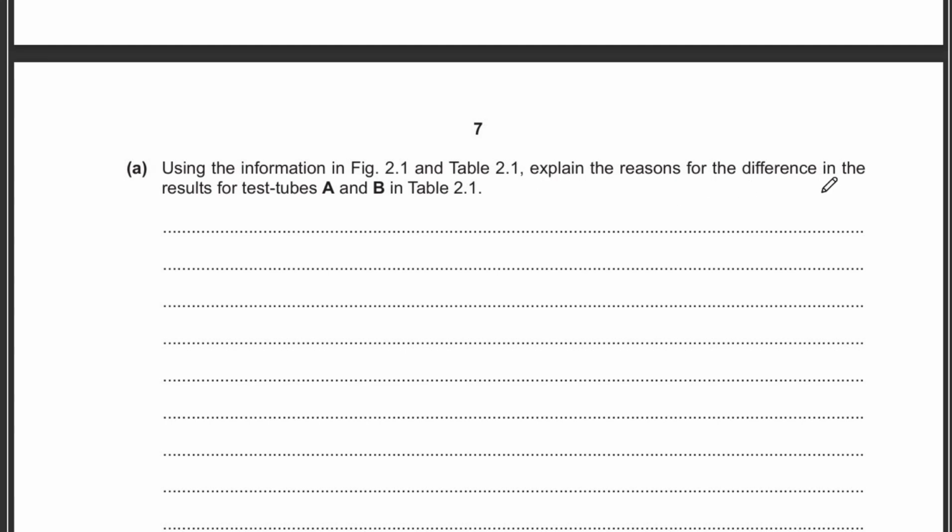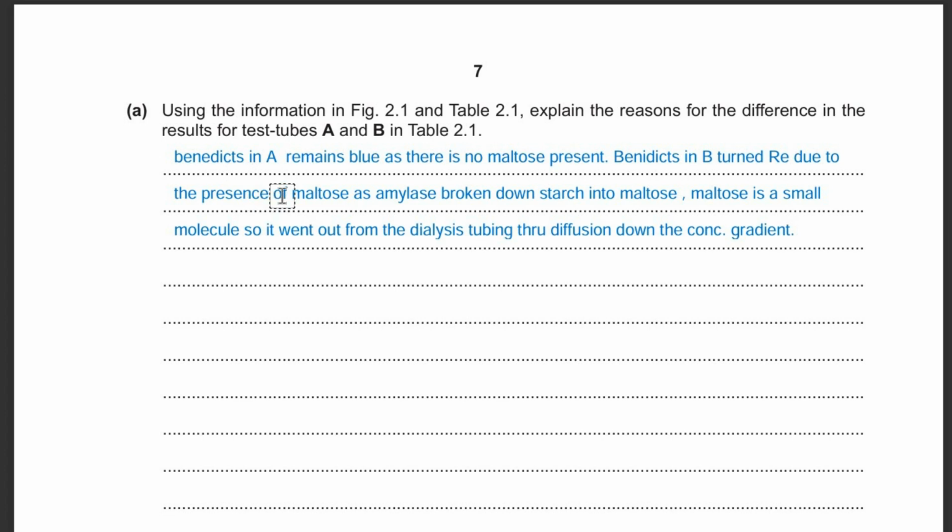So we have to explain the reasons for the differences in the results. First of all, I told you the differences, what the differences were, and then we explained it. So the answer to this question will be that Benedict's in A remains blue as there is no maltose present, and Benedict's in B turned red due to the presence of maltose, as the amylase broke down starch into maltose. Maltose is a small molecule, so it went out of the dialysis tubing by diffusion down the concentration gradient. So you have to write this answer.